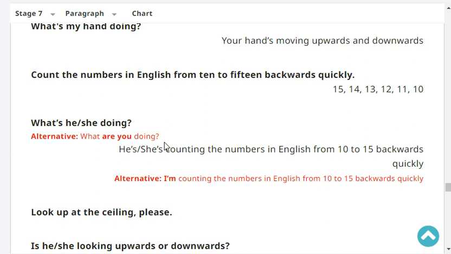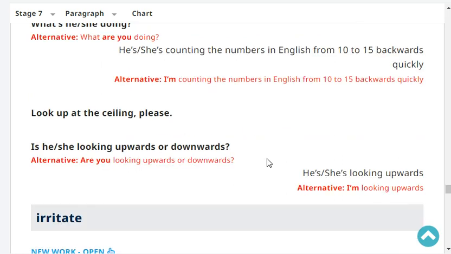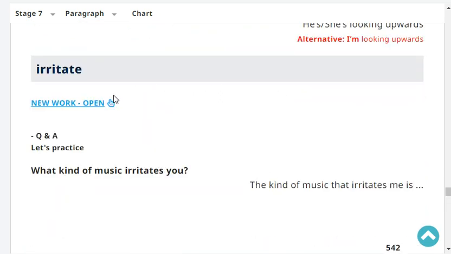Right. Count the numbers in English from 10 to 15 backwards quickly, please. 15, 14, 13, 12, 11, 10. Wait, what are you doing? I'm counting the numbers in English from 10 to 15 backwards quickly. Right. What am I doing? You're looking upwards. Very good.